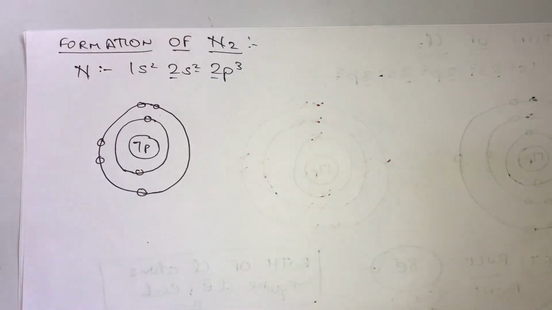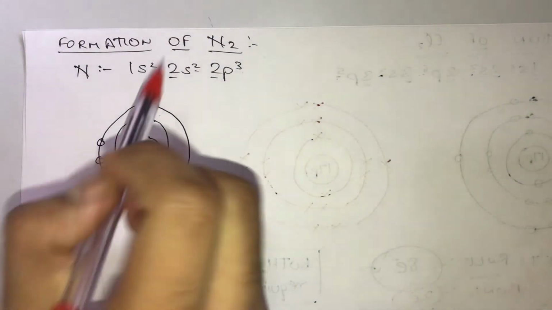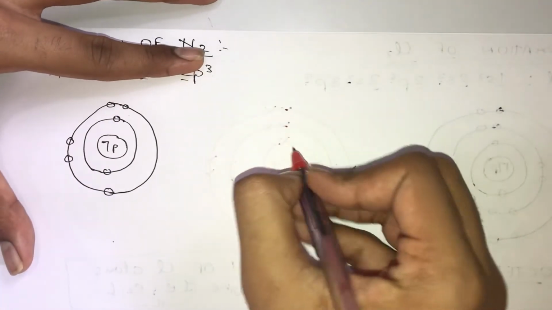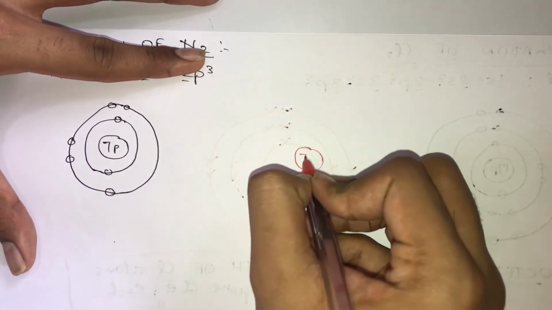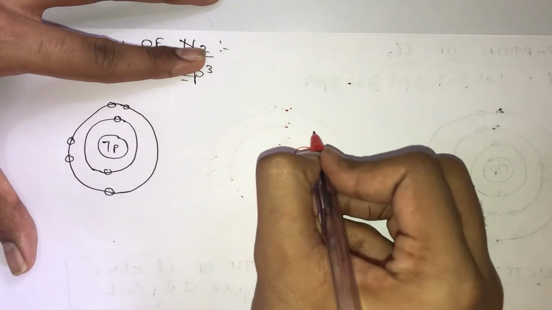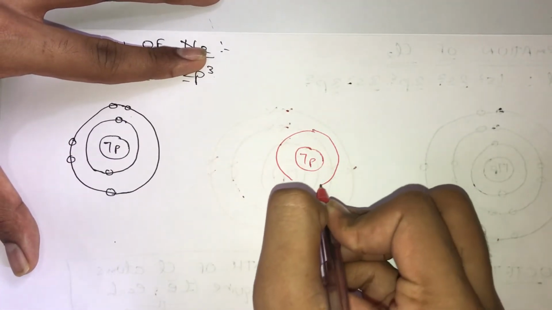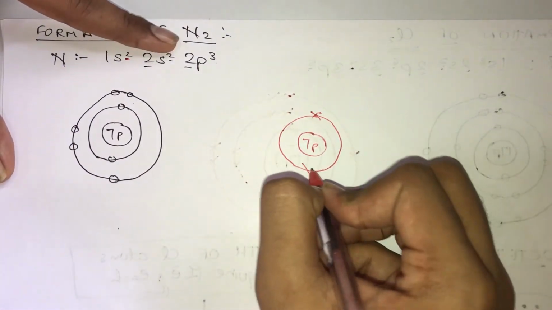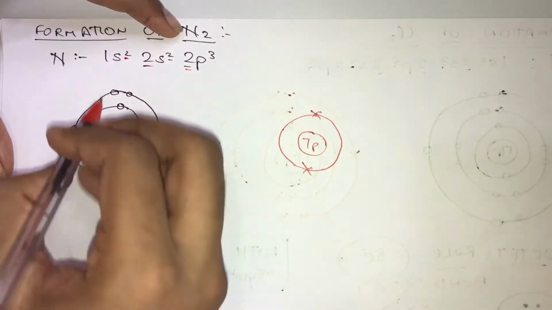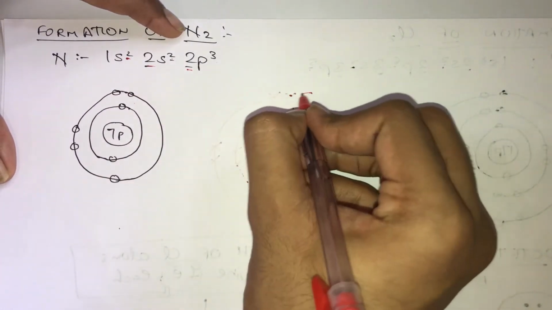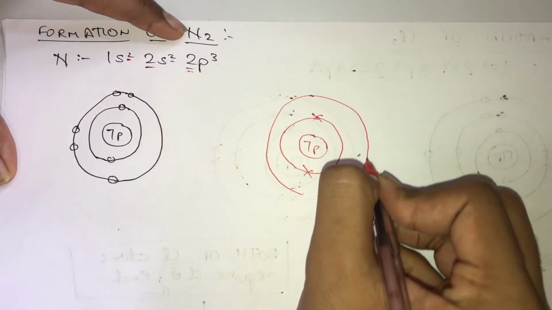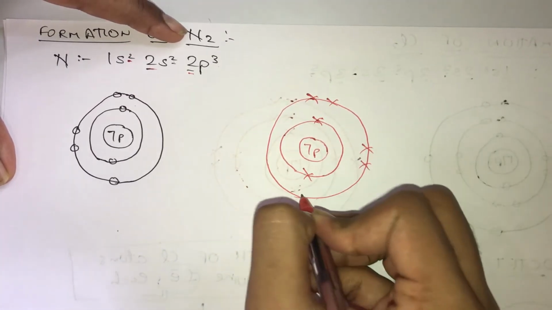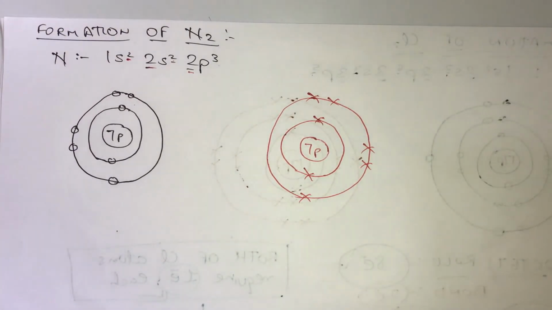Okay, now obviously for the formation of N2 we require 2 nitrogen atoms. So let us draw another nitrogen atom. Again 7 protons. In the first energy level there are again 2 electrons present. In the second energy level again there are 2 plus 3, 5 electrons present. Okay, done.